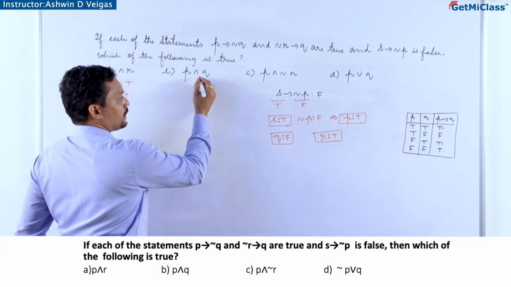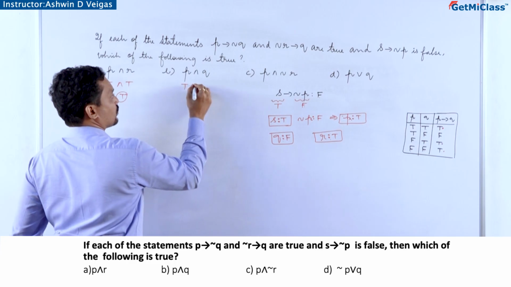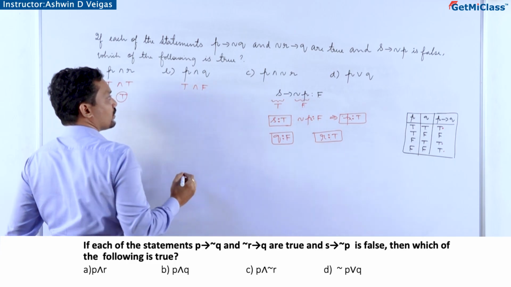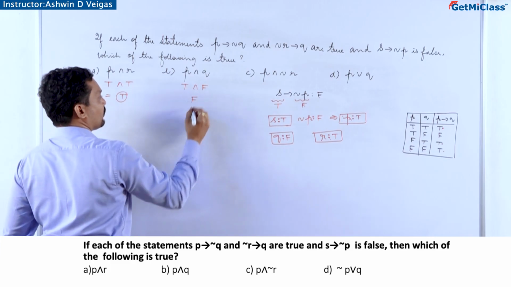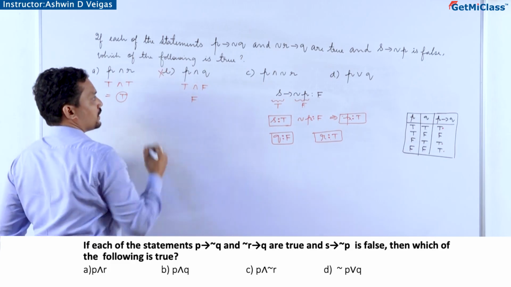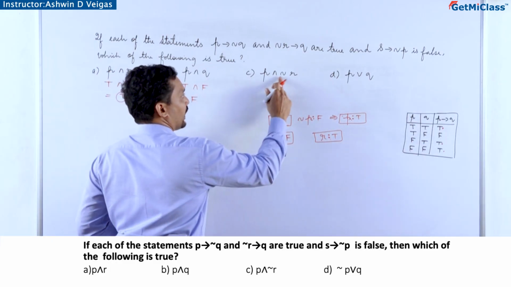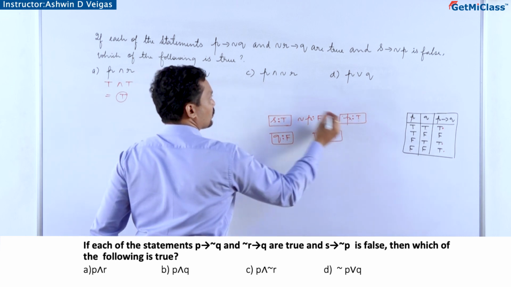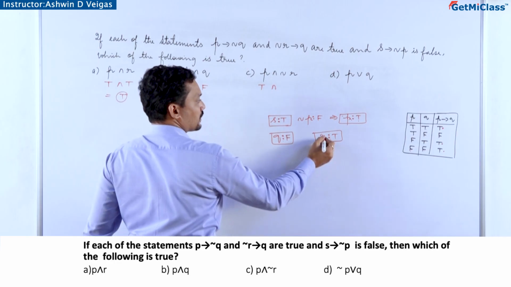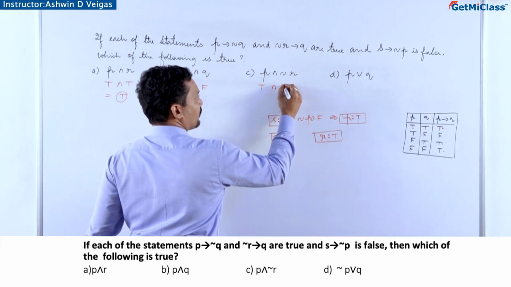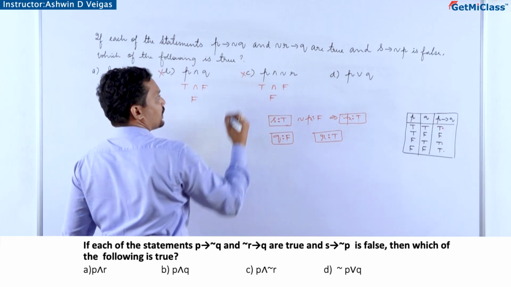But we will check the others. P and Q. P is true, Q is false. So, true and false. We know in AND, if one is false, then it will be always false. So, true and false is false. So, B cannot be the answer. Now, let us go to option C, P and ¬R. P is true and ¬R: R is true, so ¬R is false. So, true and false will be again false. So, option C cannot be the answer.